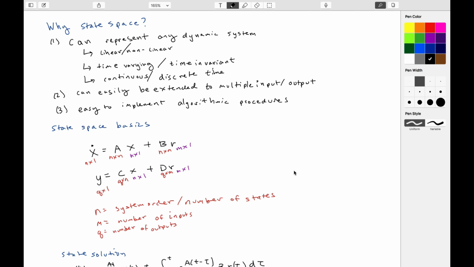In addition, it's very easy to implement algorithmic procedures, and in particular, if you're working with discrete time systems, you might be taking just discrete steps. So that's very useful.